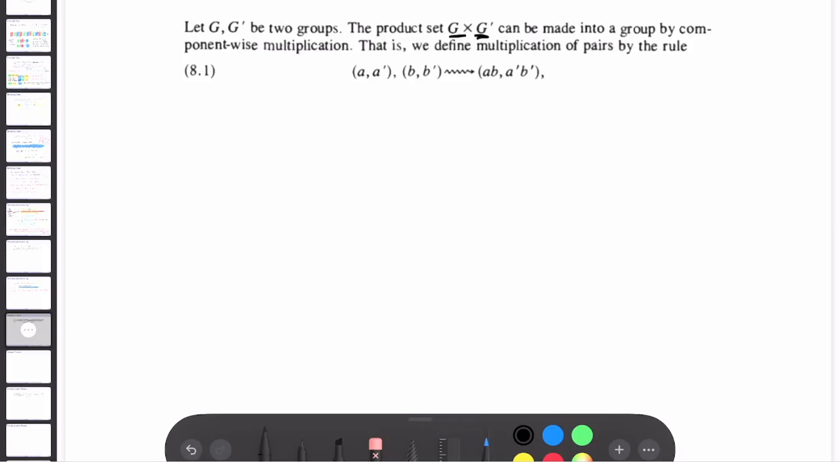At this point, Artin draws a certain picture, a picture that you can show to any category theorist to instantly KO them, and I'm going to write G cross H, which is this.